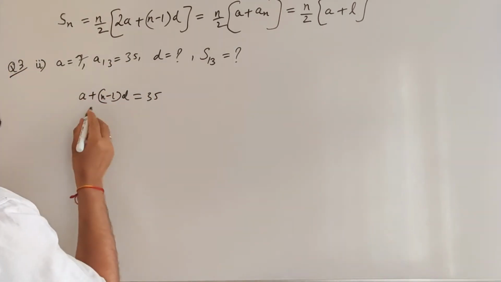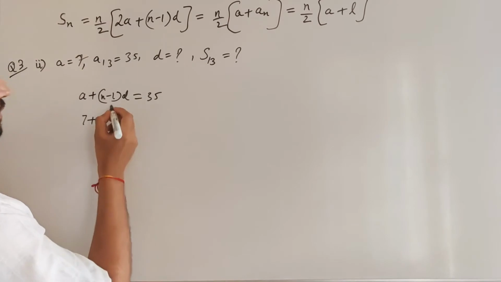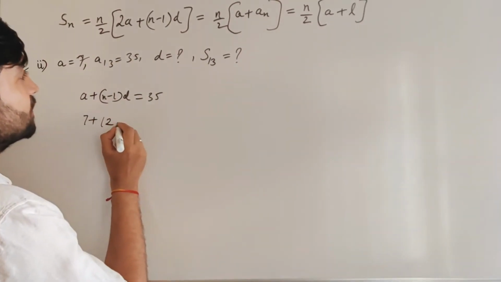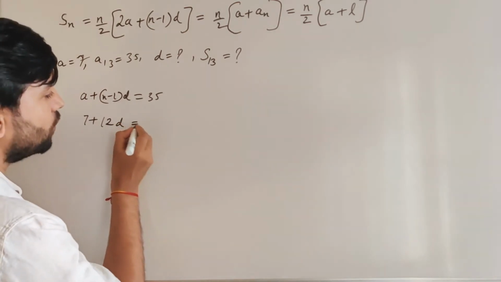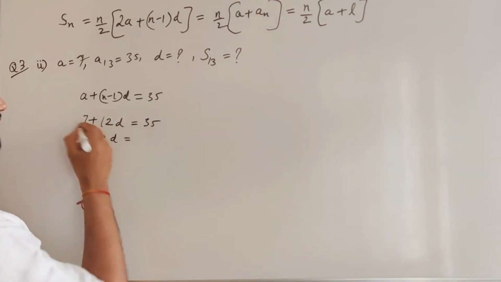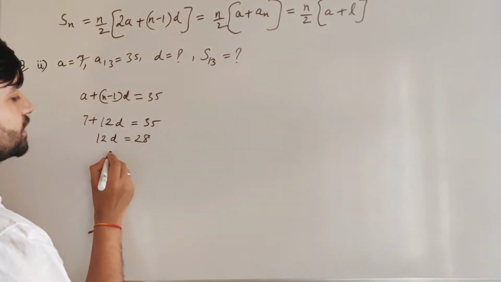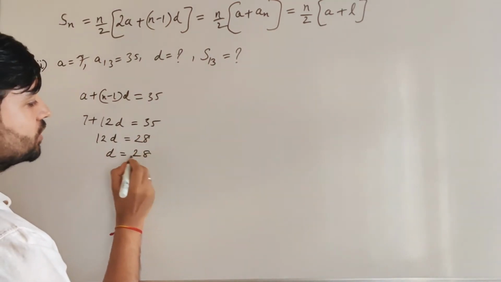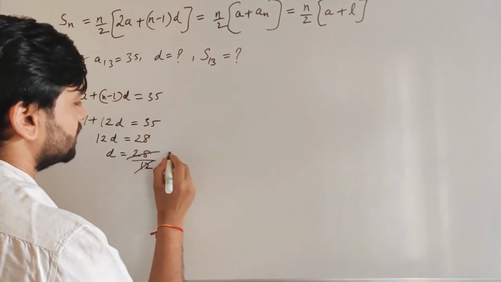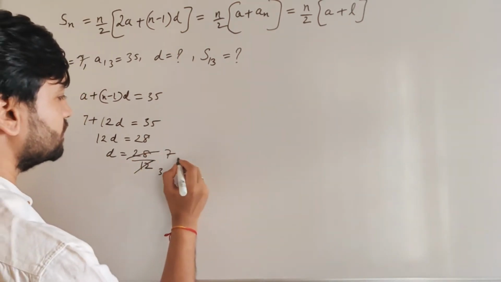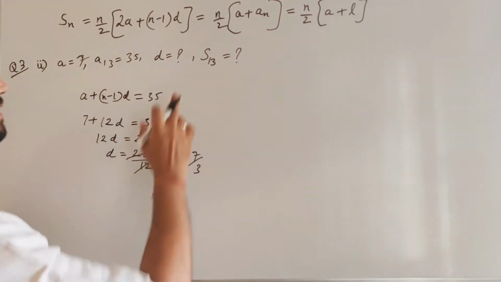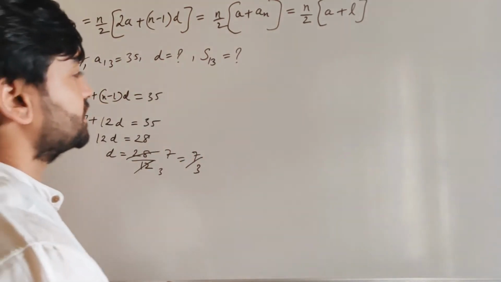So here a is known as 7 plus n minus 1. So for a13, n is 13, 13 minus 1 is 12, into the common difference value, which we don't know, is 35. We simplify. So 12d is 35 minus 7, which is 28. So d is 28 by 12. We see 28 and 12, 4 is a factor. So your value of common difference is 7 by 3. So that is the first answer, common difference as 7 by 3.